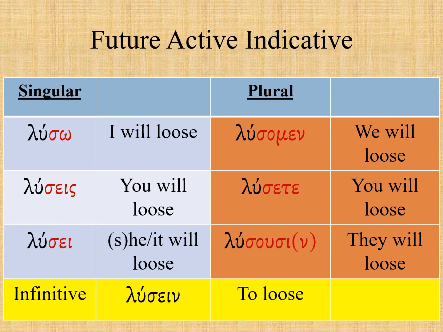So here's the full chart. Luso, I will lose. Luseis, you will lose, singular. Lusei, he, she, or it will lose. Lusomen, we will lose. Lusete, you will lose, plural. And lusousi, they will lose. Very straightforward.